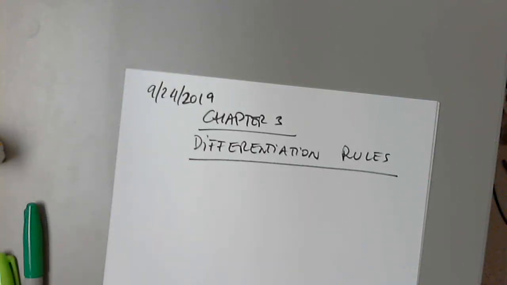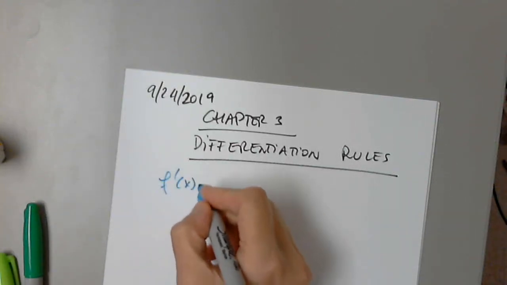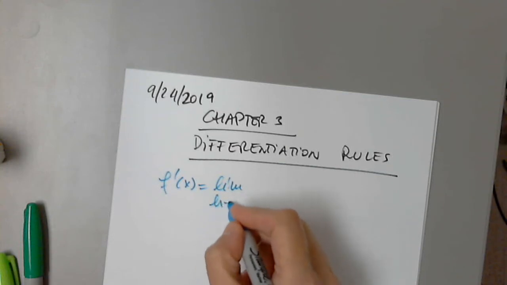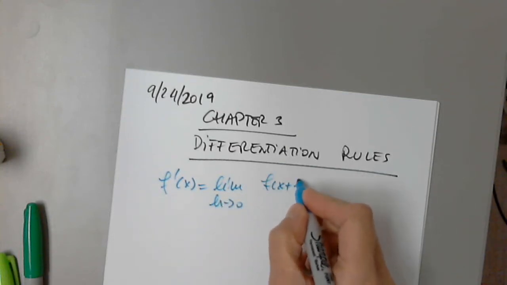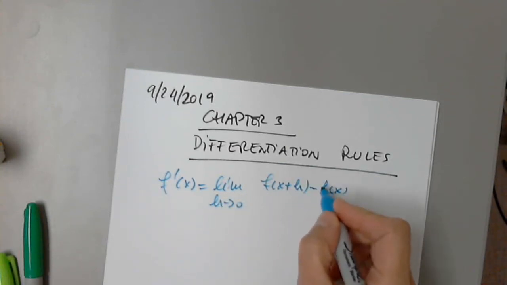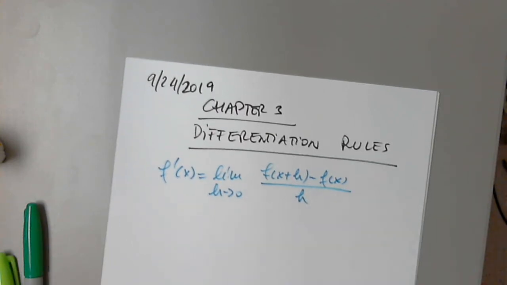We cannot forget about f prime of x being the limit as h approaches 0 of f of x plus h minus f of x, divided by h. We cannot forget about this one. On particular functions, I would still like to use it and show you how we get to a particular derivative. But in this chapter, we will be able to use differentiation rules.